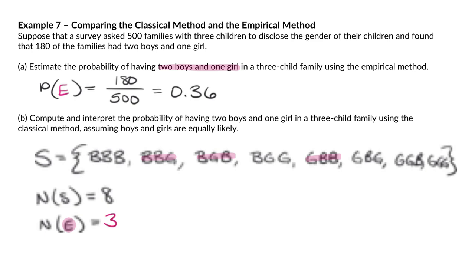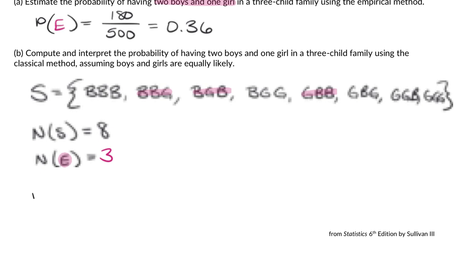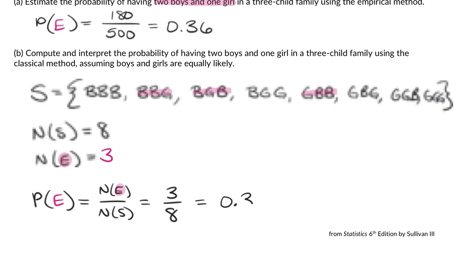So if we go to compute our classical probability, our probability of event E, that we have 2 boys and 1 girl, will just be the number of times we see that occurring over the total number in our sample space, which you guys told me was 8. So this would be 3 out of 8. And if we make that into a decimal, that's exactly 0.375.